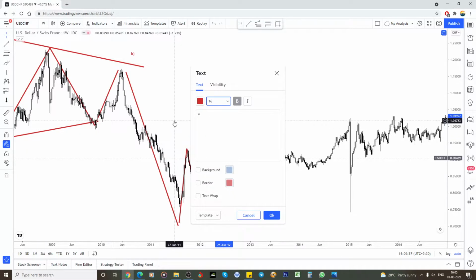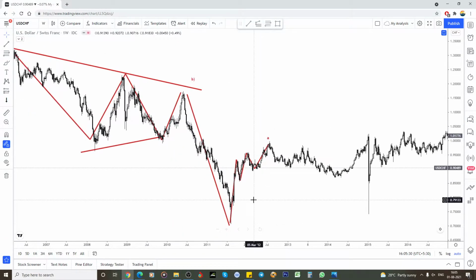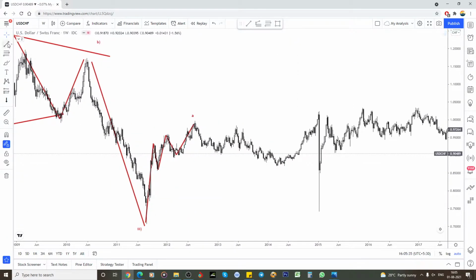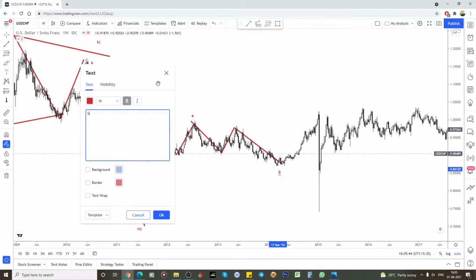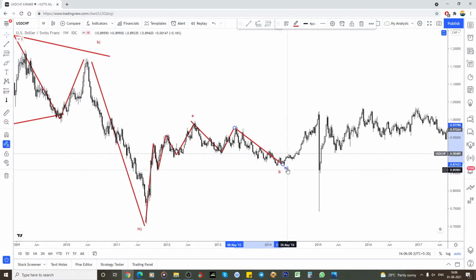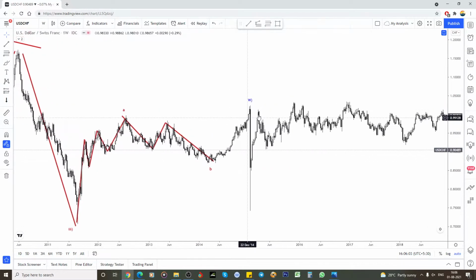Okay, we will do this one. This is the third wave, which we already did. So now again, this is B, C. So this is B, and we are getting the 5-wave structure here. So it's a C wave. So in total, it's a W. We can make this a blue color. This is a W, and this is a drop because of the fundamental news.